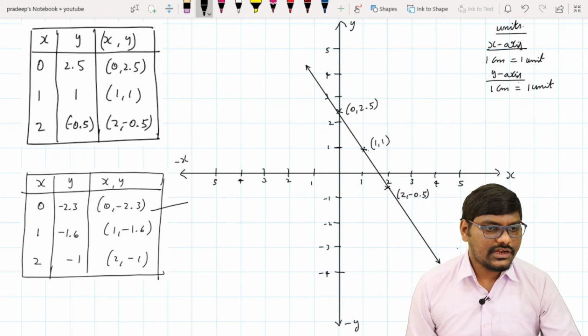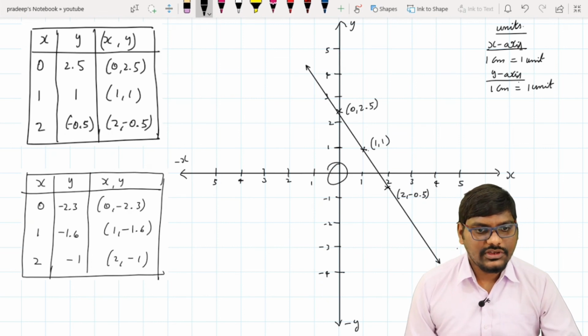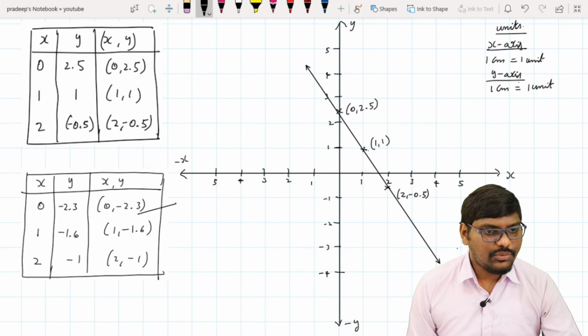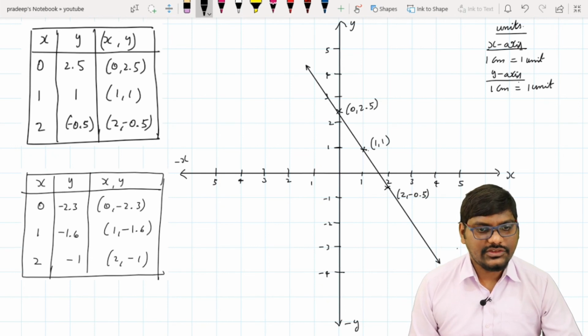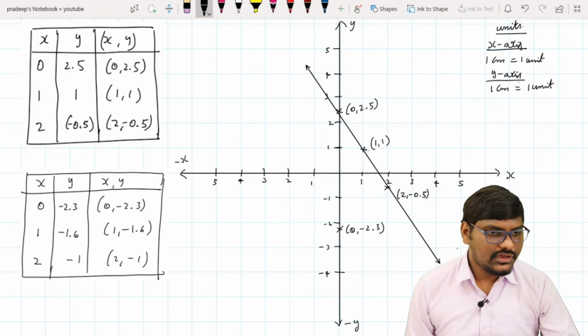So let's draw the second line also. The first point of the second line is 0 comma minus 2.3. So 0 means it was 0 here, minus 2.3 is on the y-axis. So 2 is here, 2.3 is somewhere over here. So I can get this as 0 comma minus 2.3, the first point.